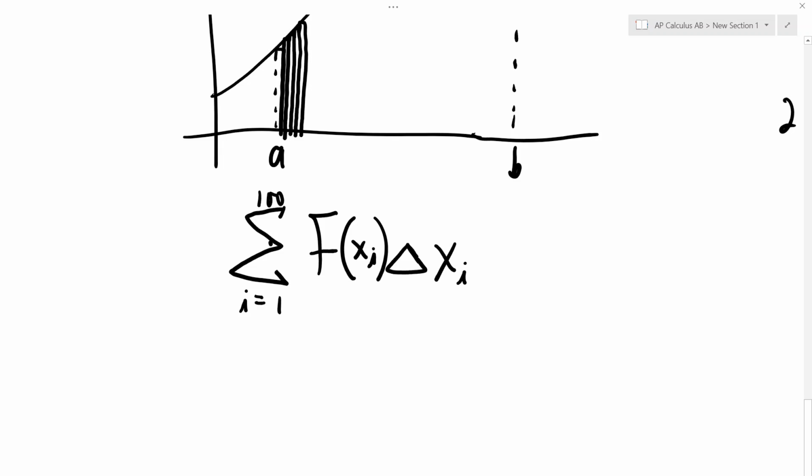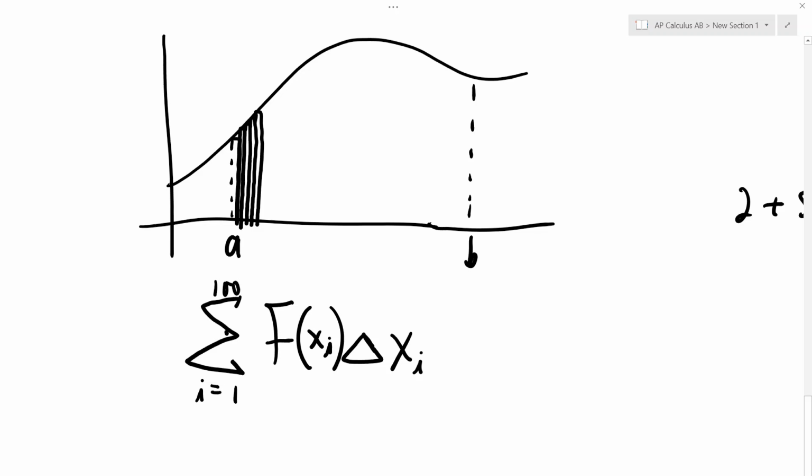But what I could do is keep putting more and more in and see what it approaches. So let's say the area in here was actually 12. If you put 100 rectangles in here, you might get 11.9. If you put 1,000, you might get 11.99. If you put 1,000,000, you might get 11.999999. What's it approaching? 12. What's that called when we talk about what something is approaching? A limit.